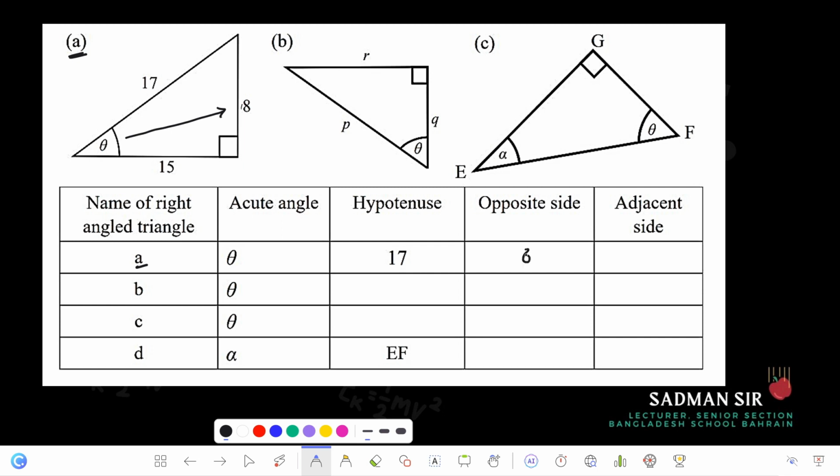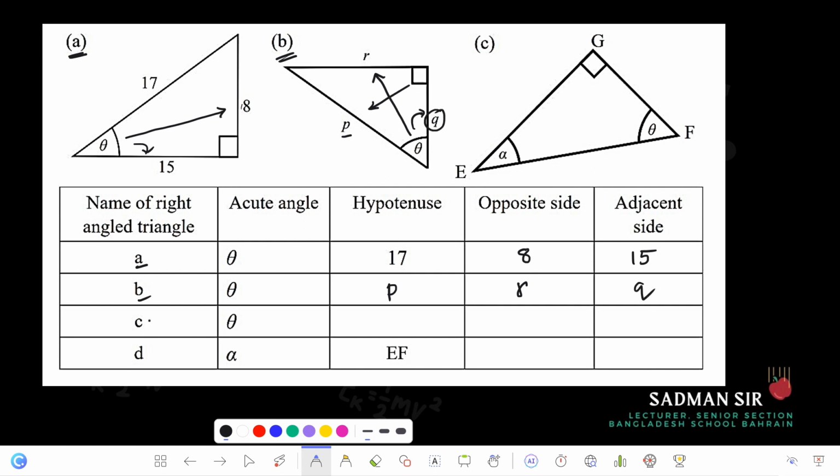8. So opposite will be 8, and only one other side is left, that is actually with the theta, so it is adjacent side 15. Now for B, this one. Again we will notice the 90 degree first, and the 90 degree opposite side, that is P, hypotenuse. So P is hypotenuse, and theta is this one, opposite to theta, that is R. So this is R, and with the theta there is Q, so there it will be Q.